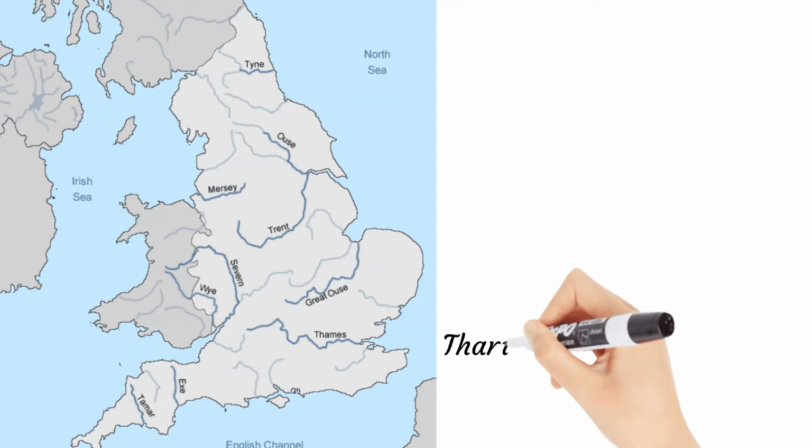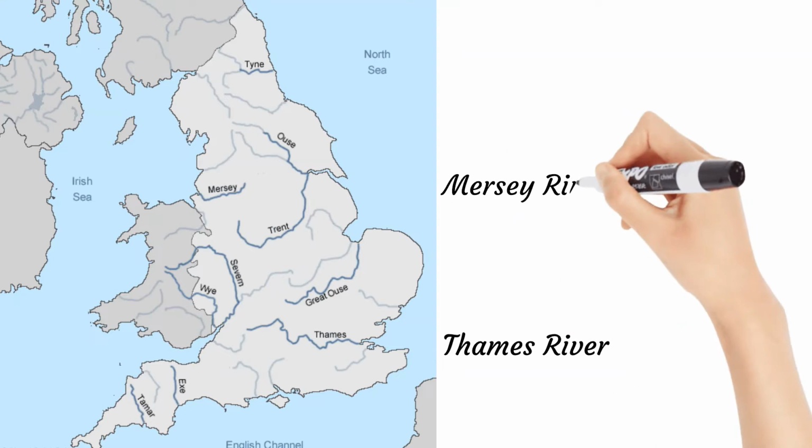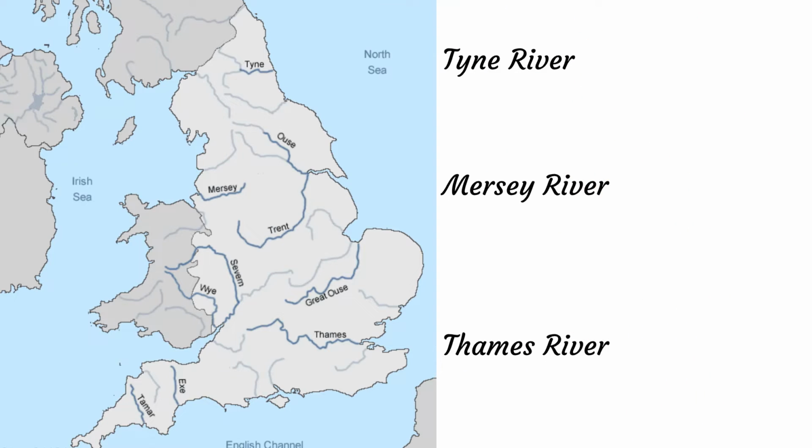England makes extensive use of its inland waterways, such as its rivers. The Thames River, Mersey River and Tyne River are particularly important as they have formal ports in London, Liverpool and Newcastle respectively. The Thames River is also the country's longest at 346 kilometers in length.